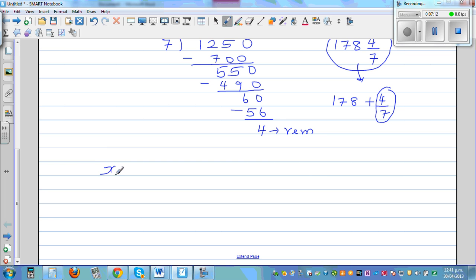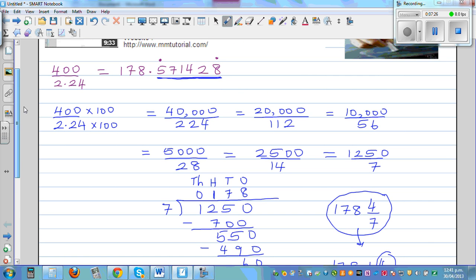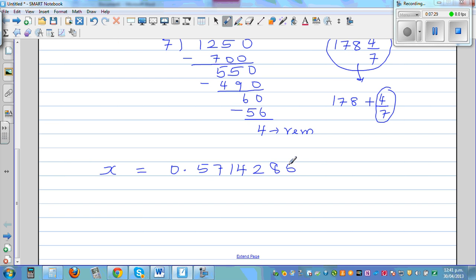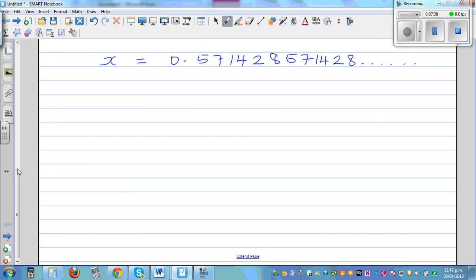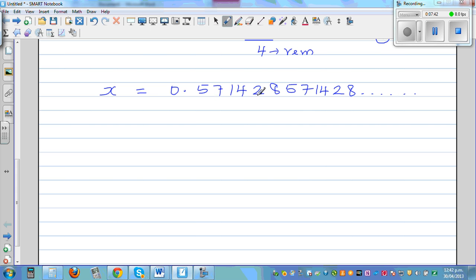Okay, so let me write. Suppose I'm saying let x be 0.571428, isn't it? That's recurring. 571428, and it goes on, 571428, and so on. It goes on and on. So this is 1, 2, 3, 4, 5, 6. So I'm going to multiply this by 1,000,000, which has 6 zeros.